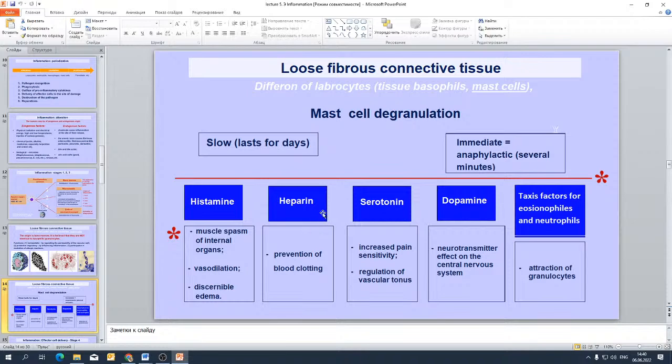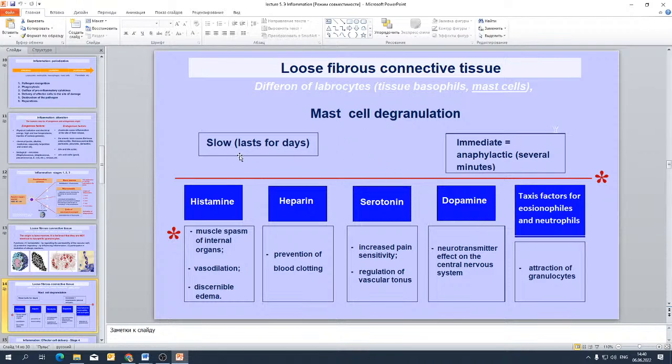Then heparin. If there is vasodilatation and slowing down of blood circulation, heparin prevents blood clotting, and after blood clotting, thrombosis. And then serotonin increases pain sensitivity and regulates vascular tonus. Dopamine is a neurotransmitter that affects the central nervous system.